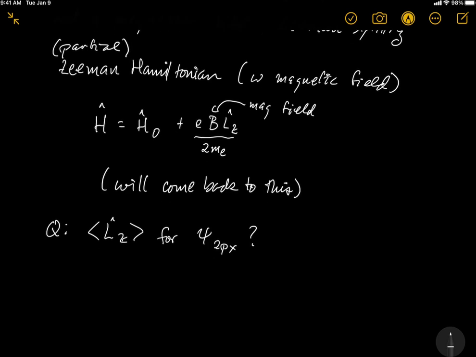Yeah, we can do that. So we don't have an eigenfunction of the LZ operator, but we can still calculate the expectation value. And we could also even look at the LZ squared and the variance for momentum along the z-axis.